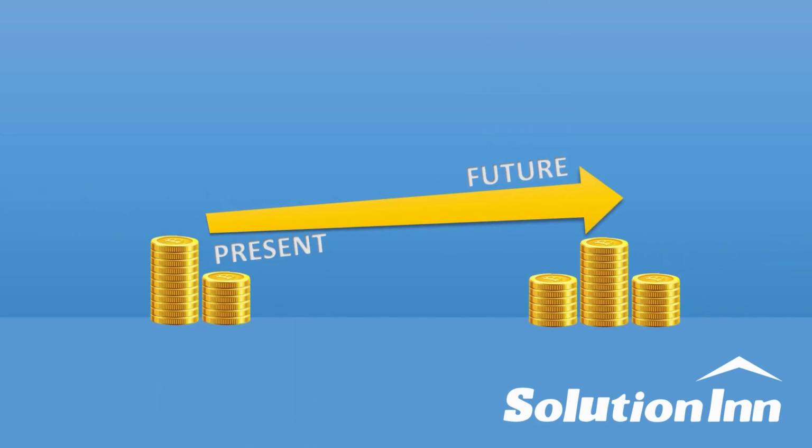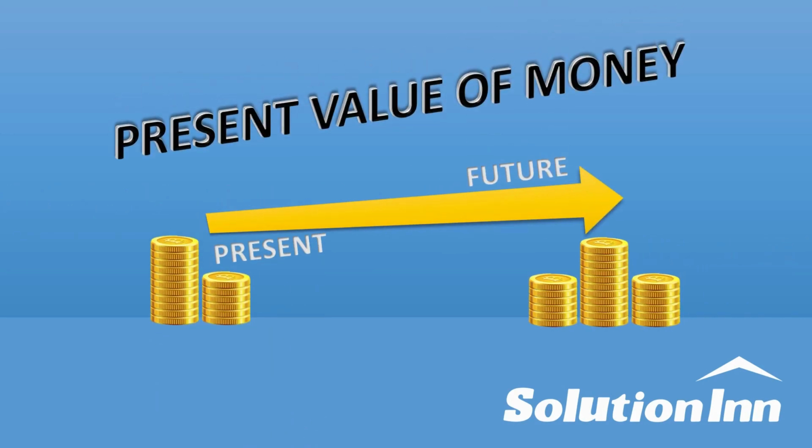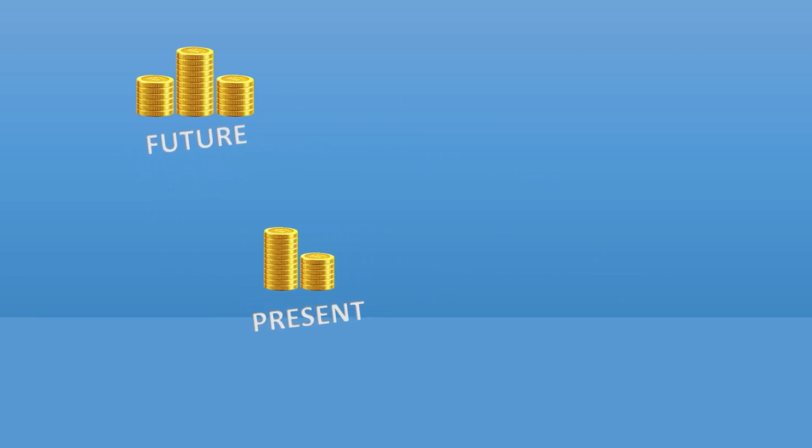In today's video we will learn about present value. Present value is the current value of a future sum of money or stream of cash flows given a specified rate of return. Future cash flows are discounted at the discount rate, and the higher the discount rate, the lower the present value of the future cash flows.